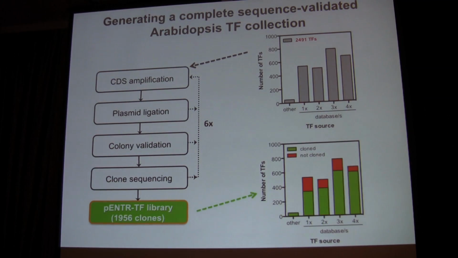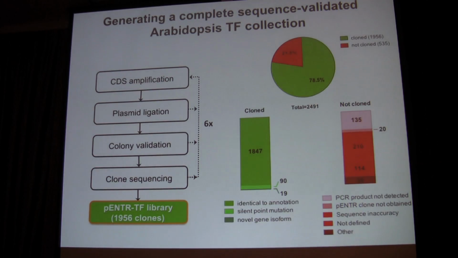And what we obtained at the end is about 2,000 clones, 2,000 transcription factors that here, I'm just showing in green the transcription factors that we cloned for each one of the categories that I'm showing over here. And these 2,000 transcription factors represent about 78.5% of all the transcription factors that are predicted to be encoded in the Arabidopsis genome.